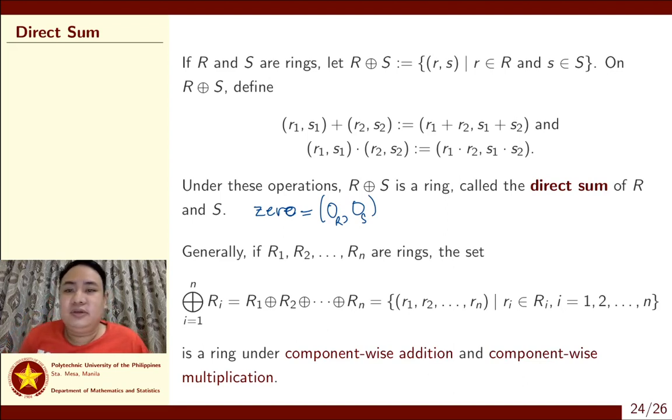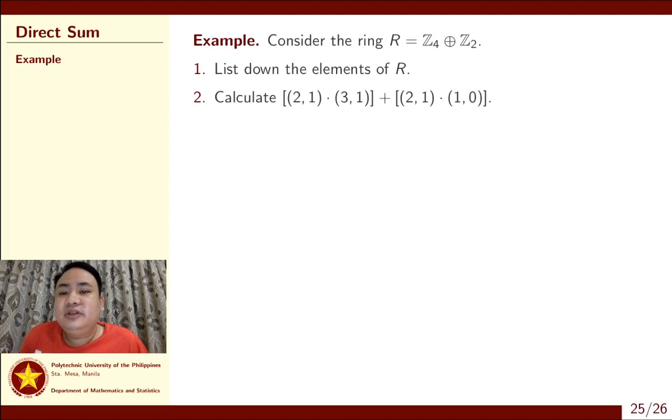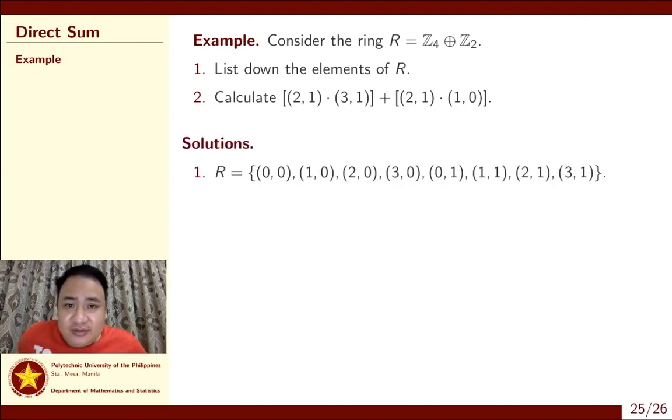Okay, let's look at some example. Consider the ring R, which is the direct sum of the rings Z4 and Z2. So, list down the elements of R. Pangalawa, calculate the expression as shown. So, Cartesian product lang naman yung number 1, diba? So, ang Z4, ang laman, 0, 1, 2, 3. On the other hand, ang Z2 ang laman, 0 and 1.